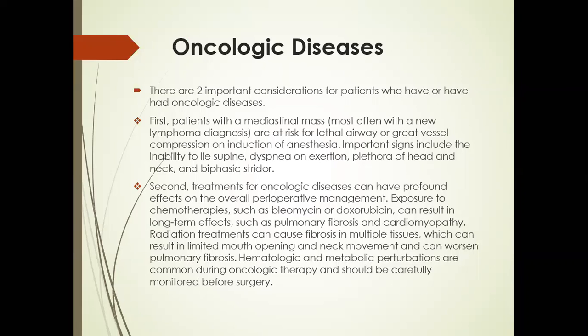Second, the treatments for oncologic diseases can have profound effects on the overall perioperative management. Exposure to chemotherapies such as bleomycin and doxorubicin can result in long-term effects such as pulmonary fibrosis and cardiomyopathy. Radiation treatments can cause fibrosis in multiple tissues, which can result in limited mouth opening and neck movement and can worsen pulmonary fibrosis. So hematologic and metabolic perturbations are common also during oncologic therapy and should be carefully monitored before surgery.